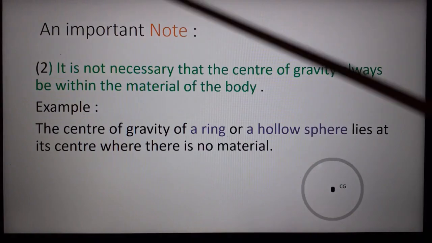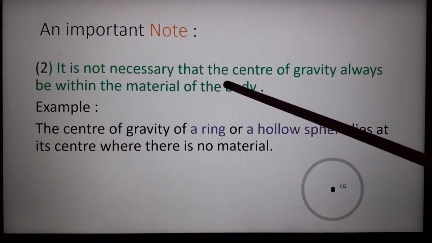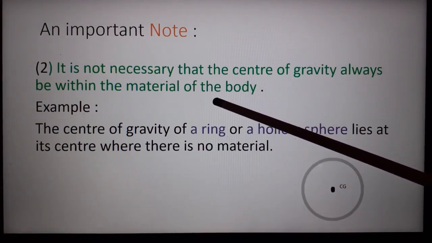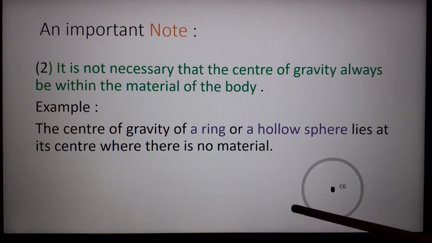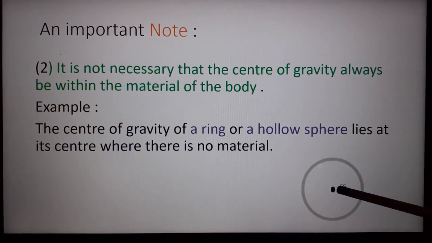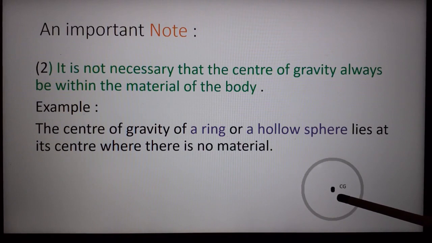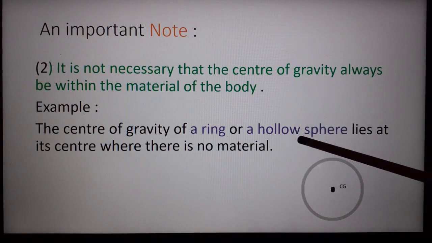Second note is, it is not necessary that the center of gravity always be within the material of the body. Not necessary. We have seen the example of a ring. The material of the ring is the grey colored part, but the center of gravity is in air, right? So, make sure it's not necessary that it should lie within the material of that object. Clear? The same is true for a hollow sphere as well.